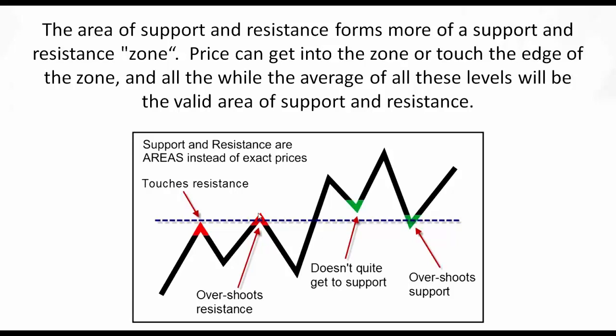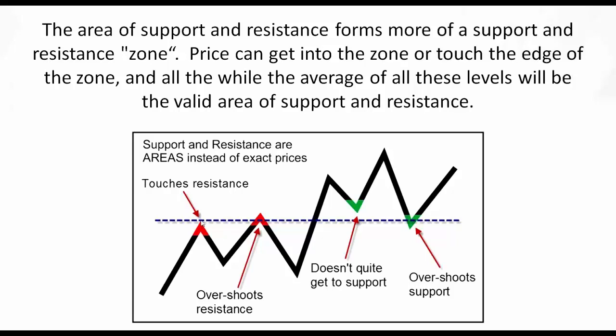When I draw these areas on the chart, that's what I'm looking for, is the average. This is a low, this is a little bit higher, this is a little bit higher, this is a little bit lower, and I'll place my area of support and resistance, that horizontal line, kind of right in between all of that. And that gives me a nice area, this nice average zone.